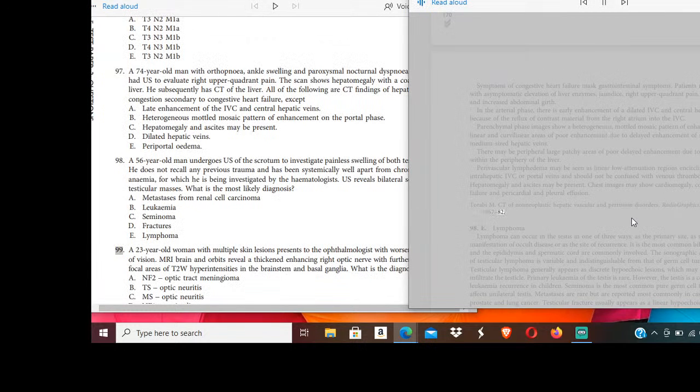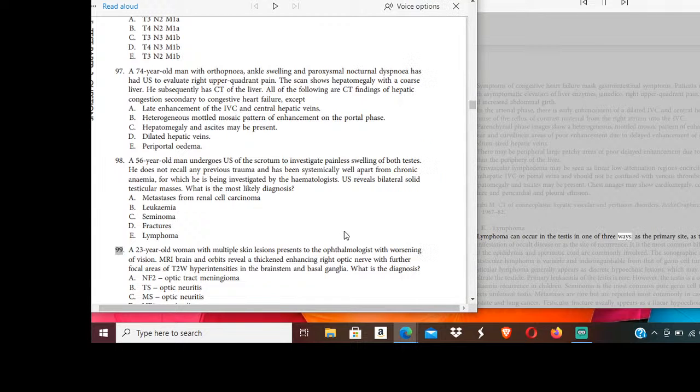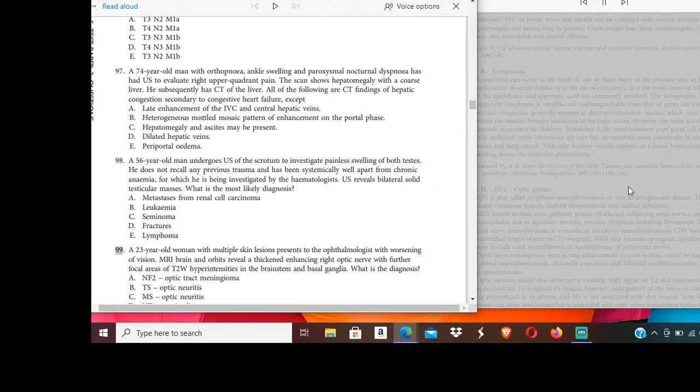98. E. Lymphoma can occur in the testis in one of three ways: as the primary site, as the initial manifestation of occult disease, or as the site of recurrence. It is the most common bilateral tumor, and the epididymis and spermatic cord are commonly involved. The sonographic appearance of testicular lymphoma is variable and indistinguishable from that of germ cell tumors. Testicular lymphoma generally appears as discrete hypoechoic lesions, which may completely infiltrate the testicle.